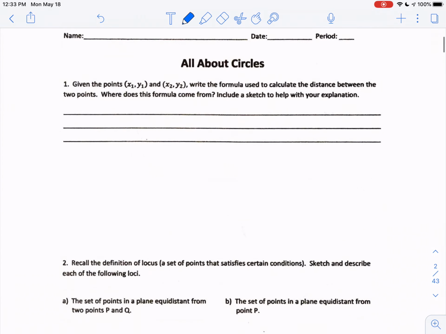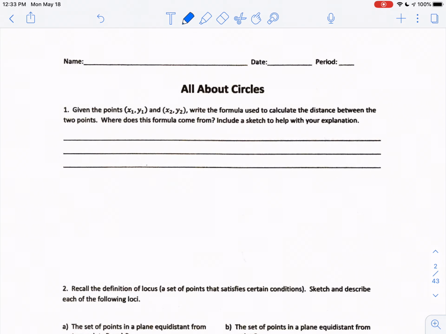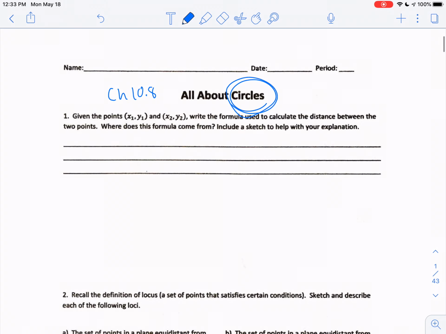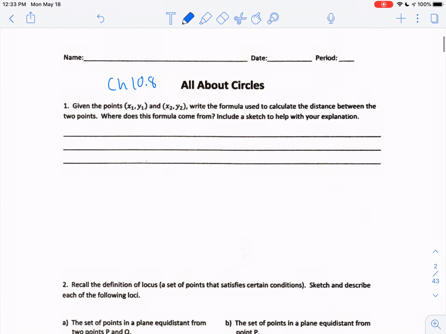And today, we'll be talking all about circles. Okay, this is kind of the intro to chapter 10.8. It is our last section of the chapter. So this first part is really discovering where the formula of a circle came from. Let's do a little throwback here. Let's kind of follow these steps.